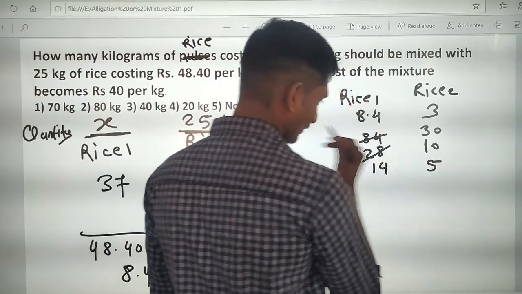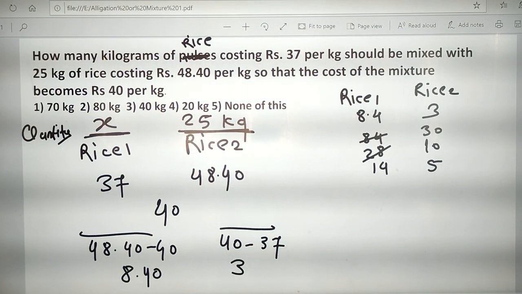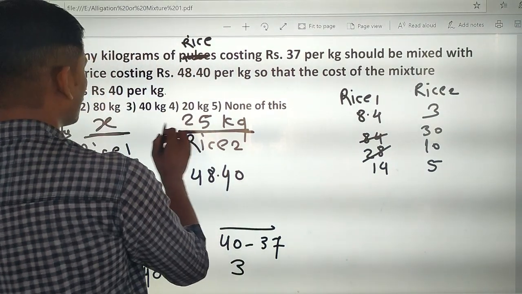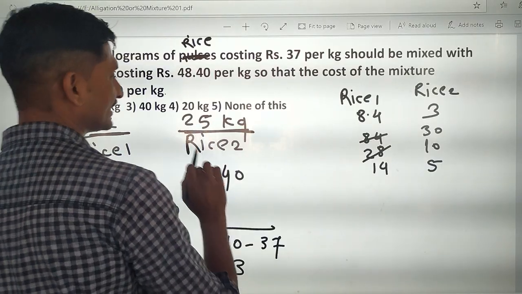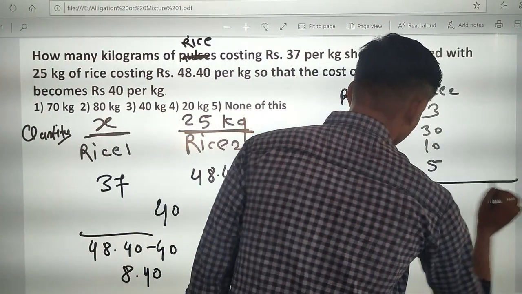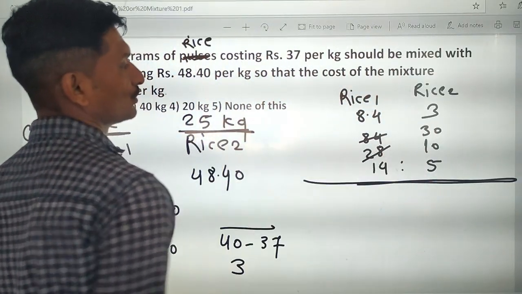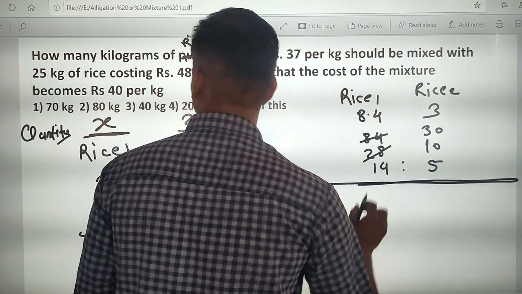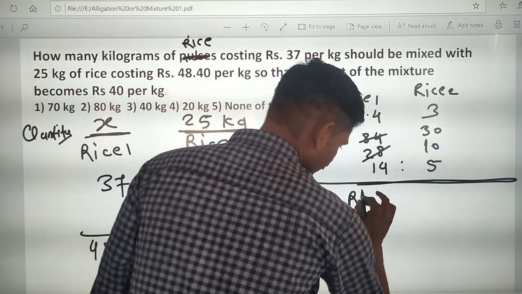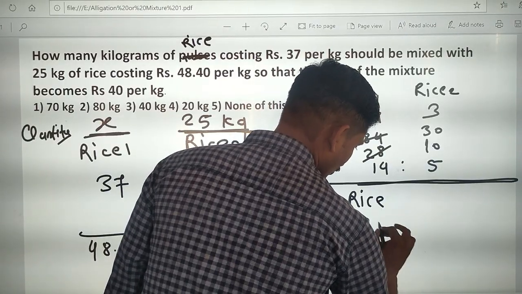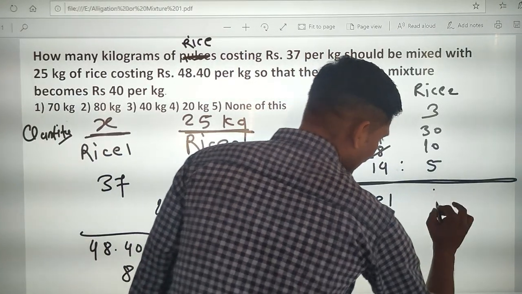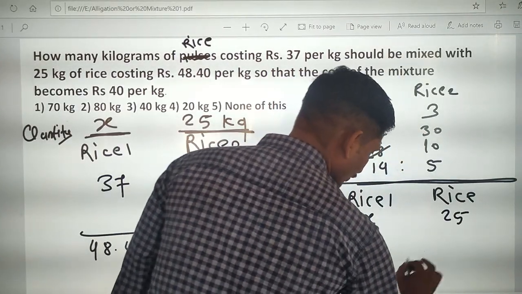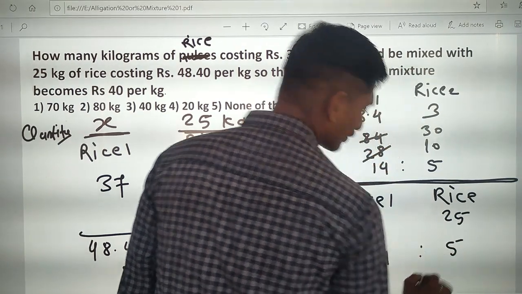The ratio is 14 to 5. Rice 1 has quantity x and rice 2 has quantity 25. The two rice quantities are in the proportion 14:5. We need to find the rice 1 quantity. Rice 2 quantity is 25 and their ratio is 14:5.